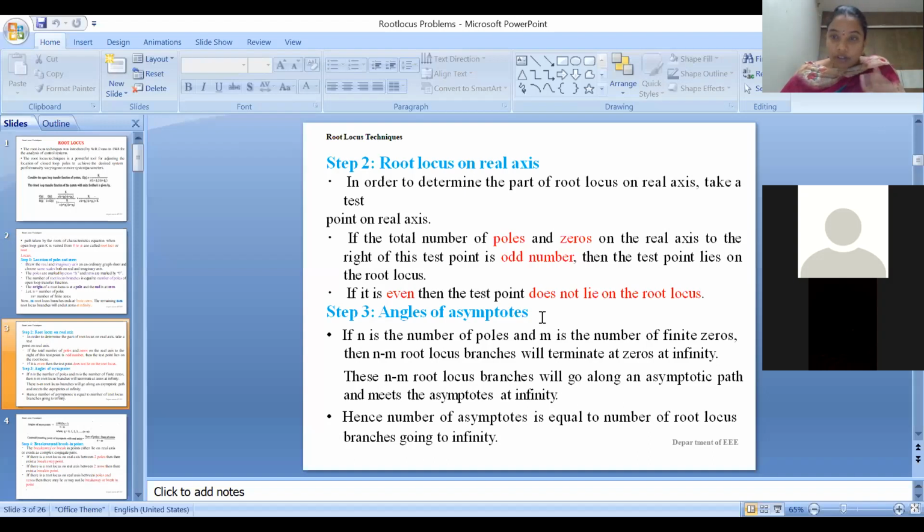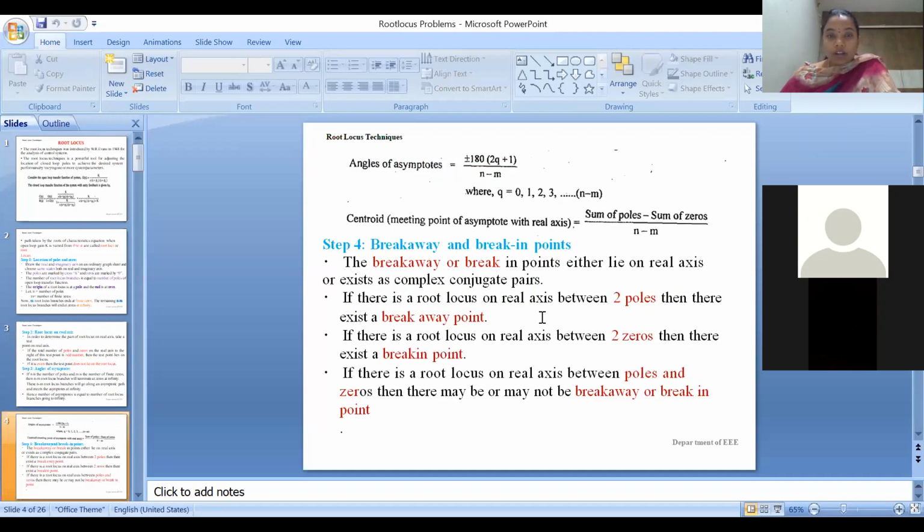That I'll explain in the problem, which you are going to see in the next slides. So the second step is you need to identify whether you have a root locus on the real axis. Third thing is, okay, what is the third step?